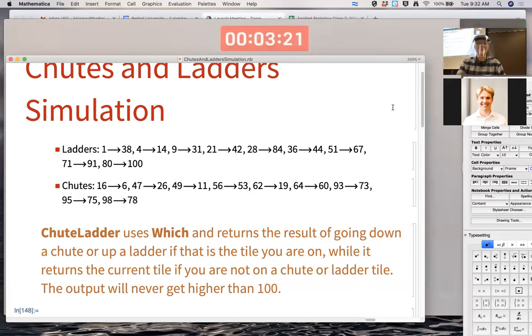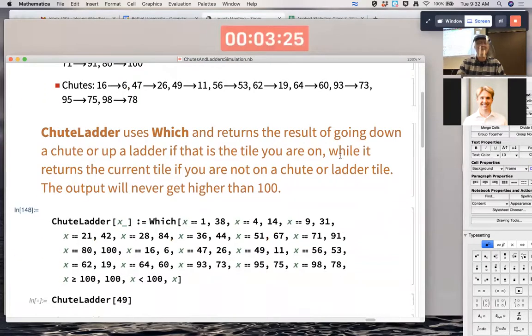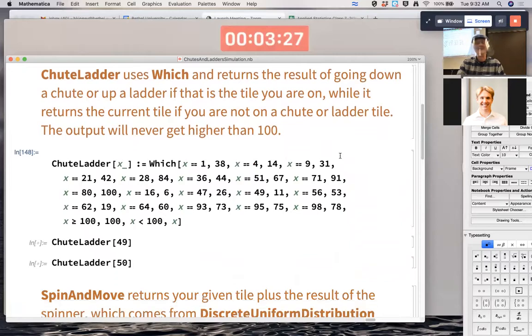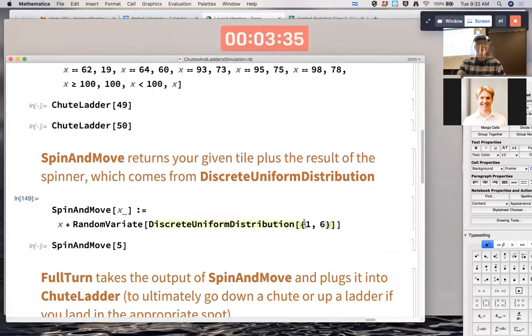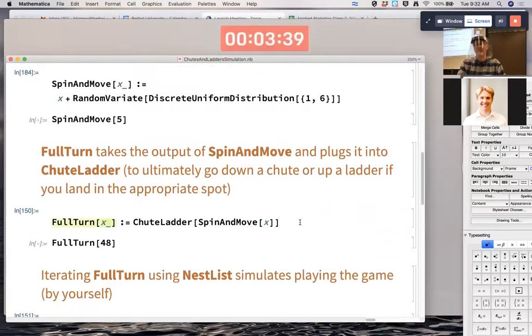And do something special. Anyway, coming back to math, this was the Chutes and Ladders simulation in Mathematica. Again, this was code that essentially deals with the chutes and the ladders, chutes being slides. This is code that does the spinning and moving. This is code that combines those to do what I call the full turn, where you spin, move, and possibly go up a ladder or down a chute.